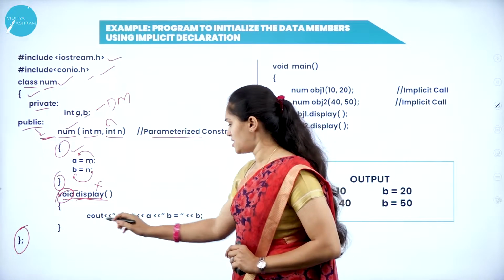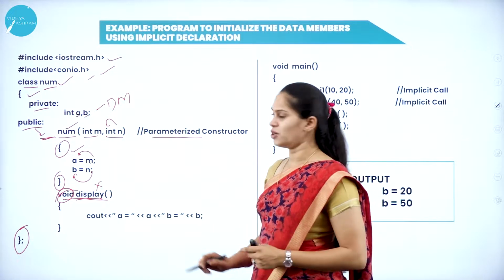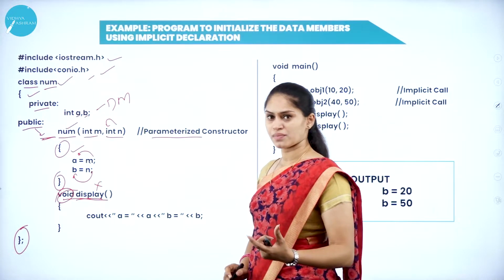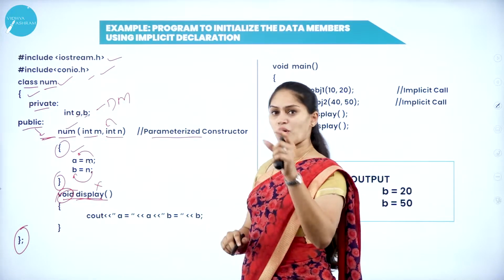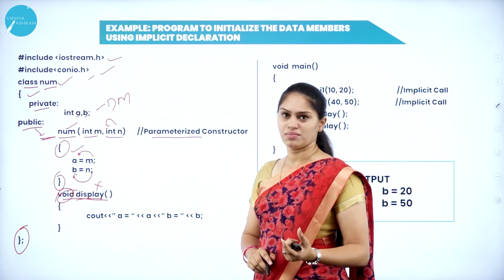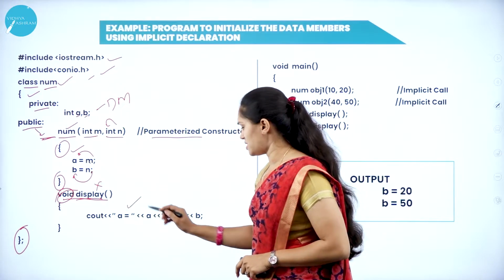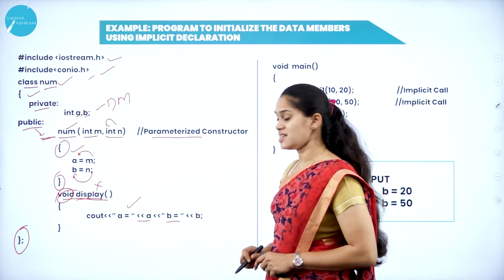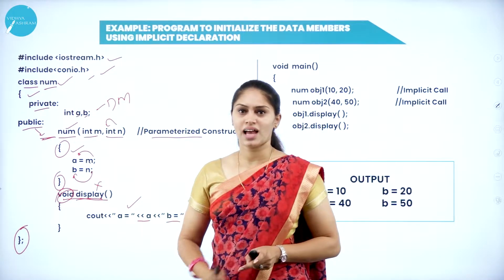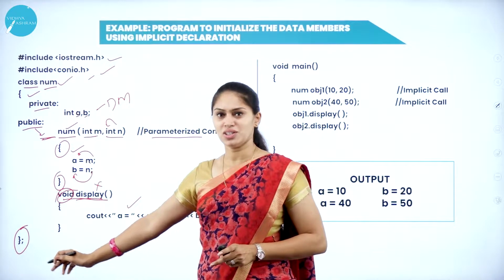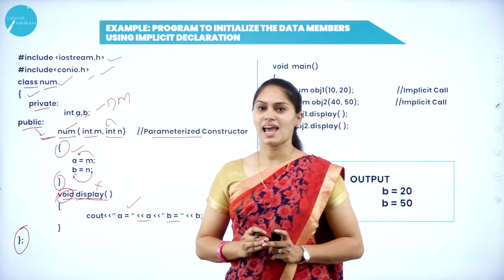So display cout, I am going to display the value of A as well as B. Whatever the value that you are going to give for M and N, that will be copied to A and B respectively. Getting? After that, I am going to display the content of A as well as B. That will be stored in the display function. I am going to end the scope of display function as well as the scope of class.